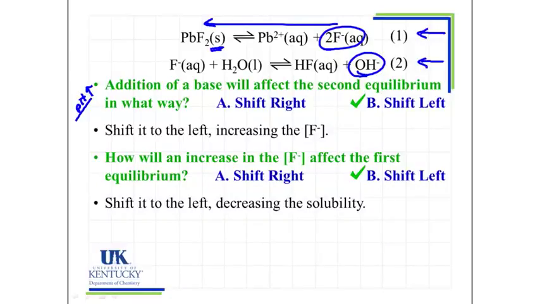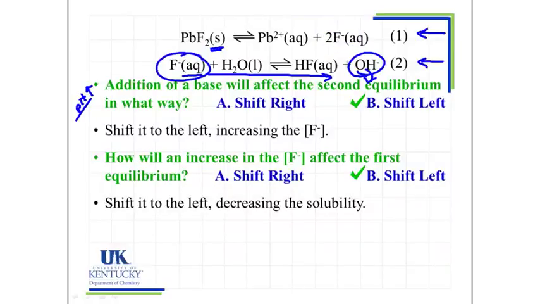Now we looked at it in terms of adding a base. We looked at it in terms of increasing the pH. And we could go through these equilibria for adding an acid. If you add an acid, that decreases the OH minus. If you decrease the OH minus, that shifts it to the right. That decreases the F minus concentration. Then we go to the first equilibrium. And when the F minus is decreasing, that'll shift it to the right. And if it shifts it to the right, it would increase the solubility. So you could go through and you could think about this for every salt that you come across.